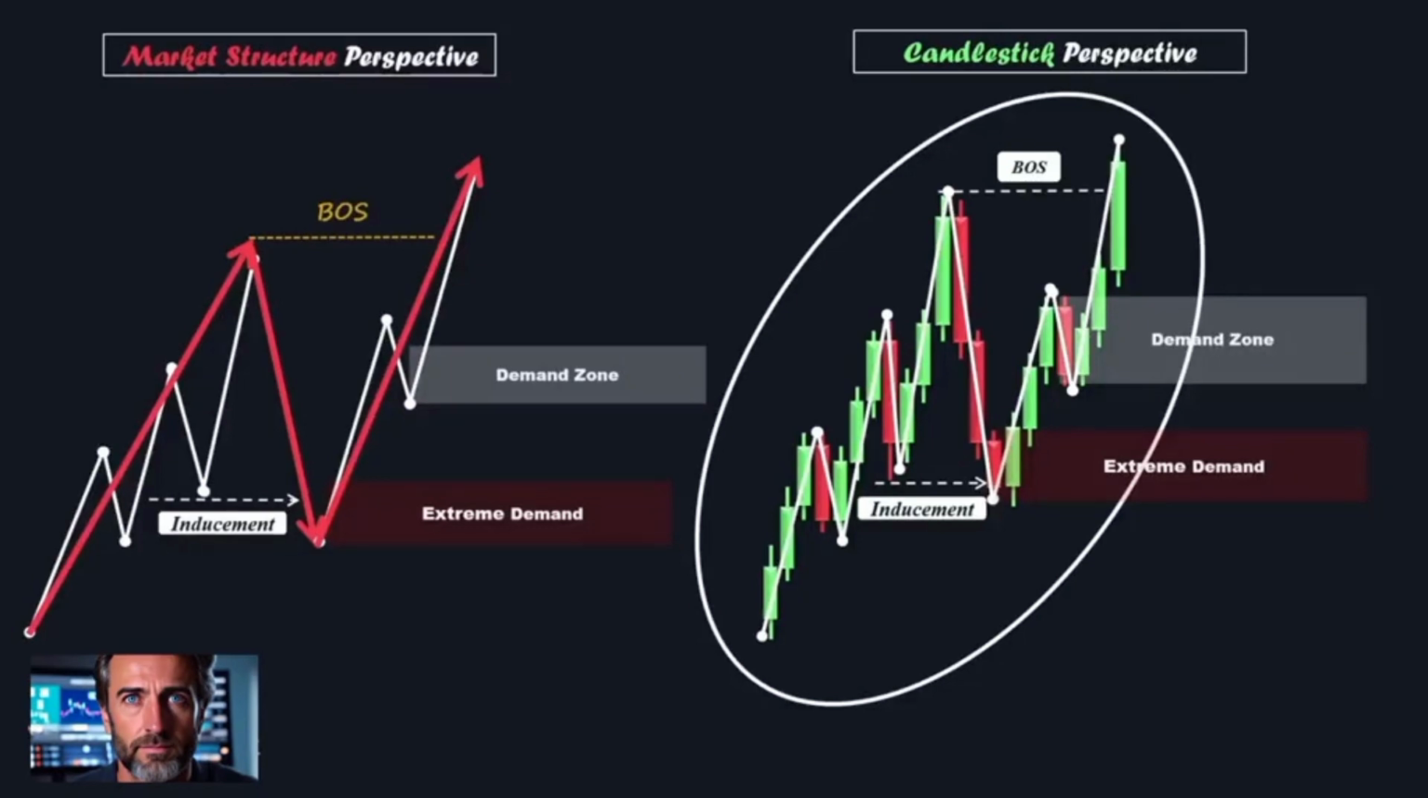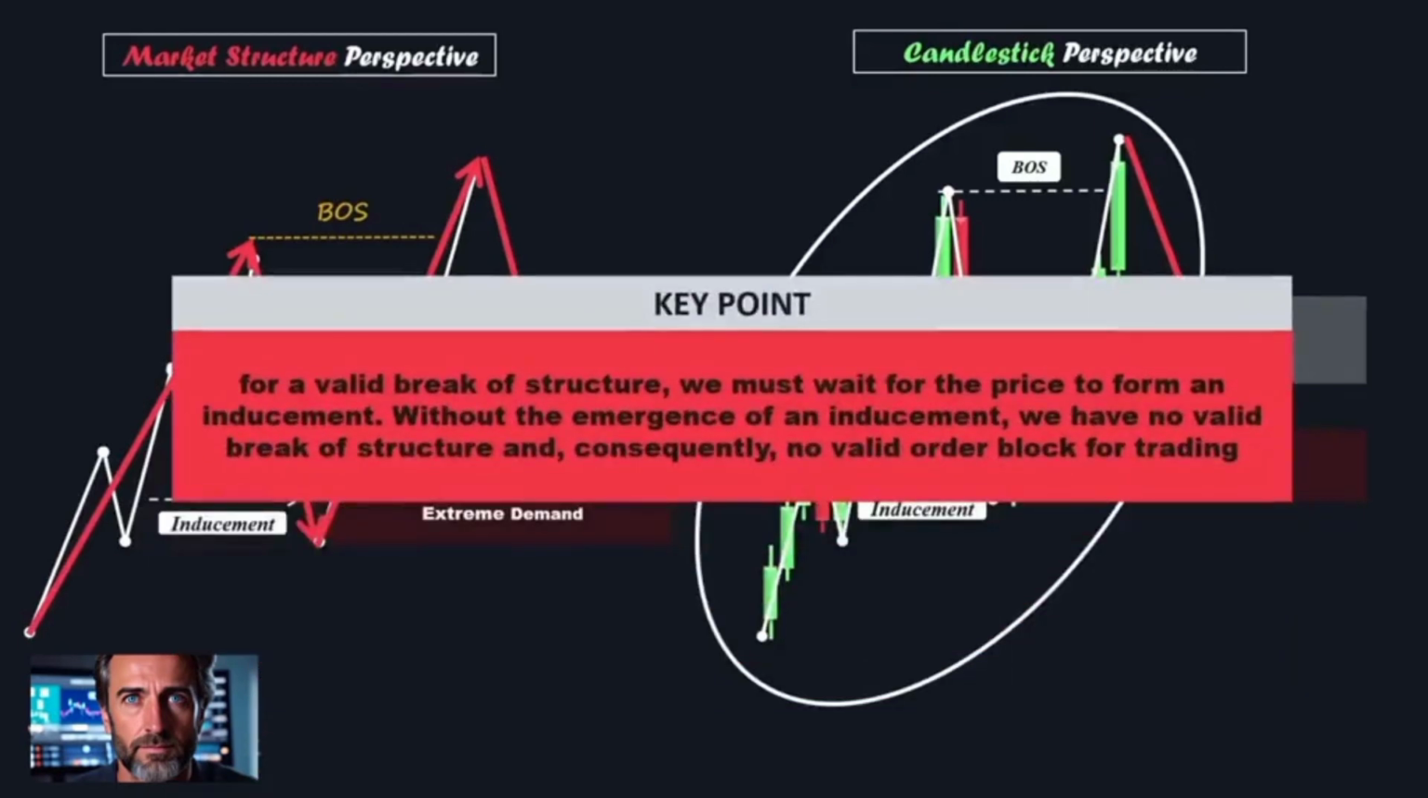However, there are some crucial points to consider. As we discussed earlier, the upper order block serves as an inducement zone because it's the most recent pullback created before the break of structure, and we always anticipate the price to break below it. Therefore, we should not regard that zone as a potential trading opportunity. Another critical point is that, for a valid break of structure, we must wait for the price to form an inducement.